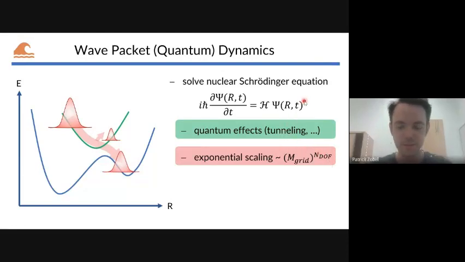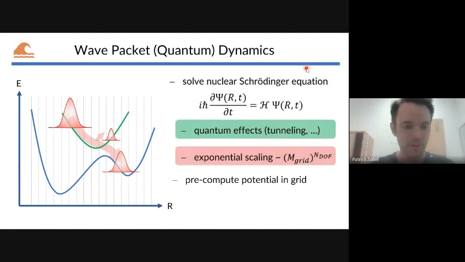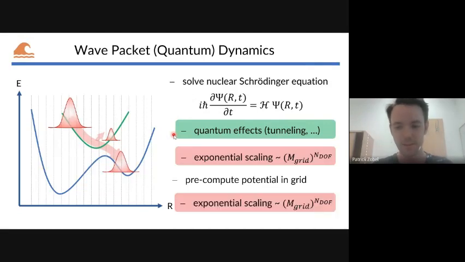So typically, you cannot study very large systems, or if you want to study large systems, you have to find simplified models again. What you do then is pre-compute the potential on a grid, and on this you can solve your dynamics. But before you even try to simulate the dynamics, this pre-computation again scales exponentially with the number of degrees of freedom via your grid points. So this is very, very expensive.